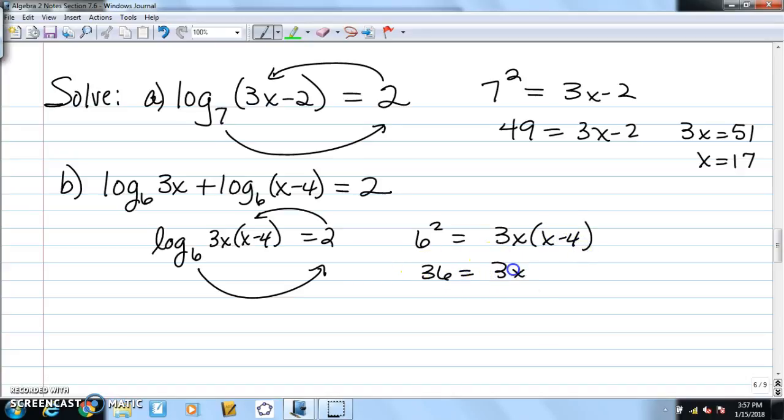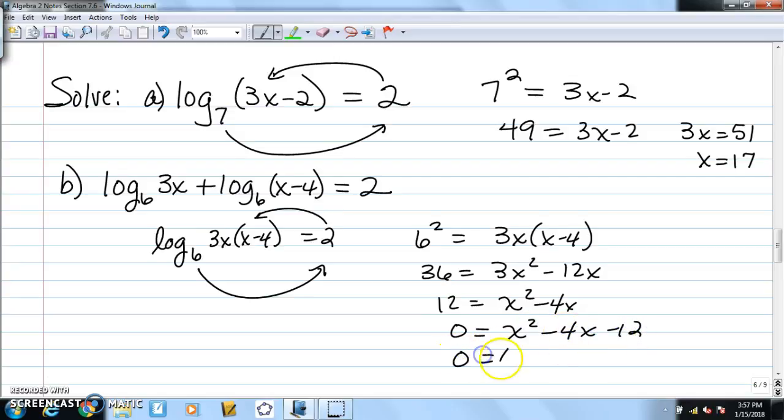So 36 equals 3x squared minus 12x. I'm going to divide everything through by 3, so I get x squared minus 4x here, and then move my 12 over here, so it's x squared minus 4x minus 12. Well, that factors, okay, and we're looking for factors of negative 12 that add up to a negative 4. Well, that'd be minus 6 and plus 2. So either x equals 6 or x equals negative 2.